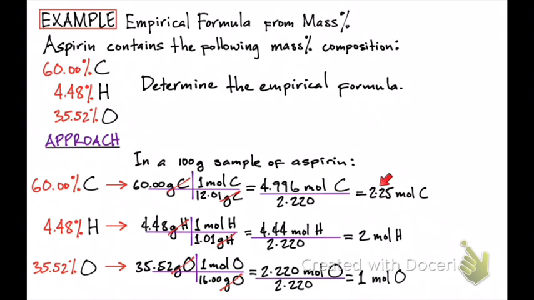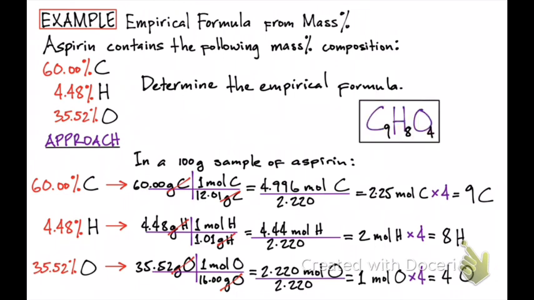2.25 times 4 gives you 9. 4 times 2 is 8. 4 times 1 is 4. So we have 9 moles of carbon, 8 moles of hydrogen, and 4 moles of oxygen. So now you can write this as C9H8O4, right? Again, you're writing this in alphabetical order: carbon, hydrogen, and then oxygen.